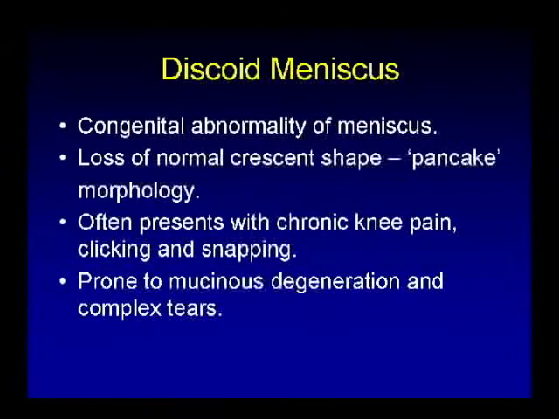So discoid meniscus is a congenital abnormality. It can be asymptomatic, but when it is symptomatic, it presents as chronic knee pain, clicking and snapping, and complication-wise, it is prone to mucinous degeneration and complex tears. The morphology is called pancake rather than crescent shape. However, it's not just the morphology that counts for the diagnosis of discoid meniscus. Any meniscus reaching up to the intercondylar notch with the length in the coronal diameter greater than 17 or 18 millimeters would classify as a discoid meniscus.